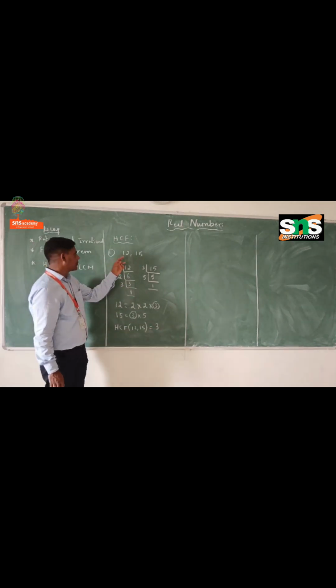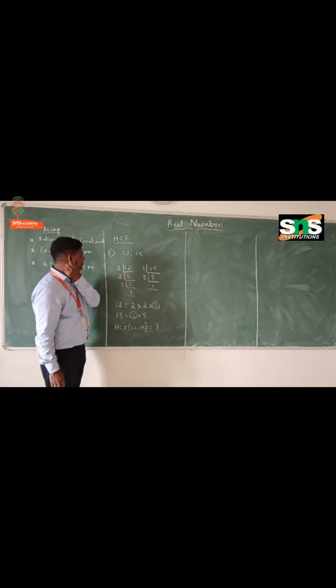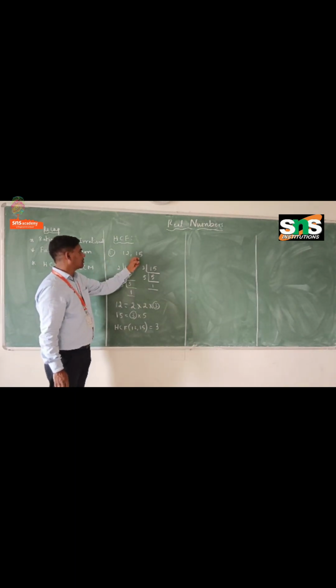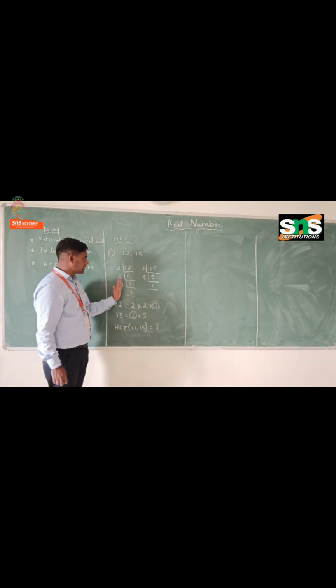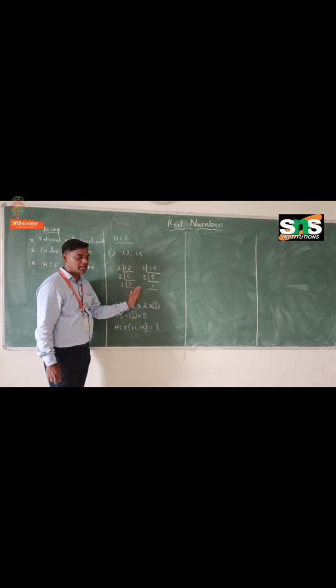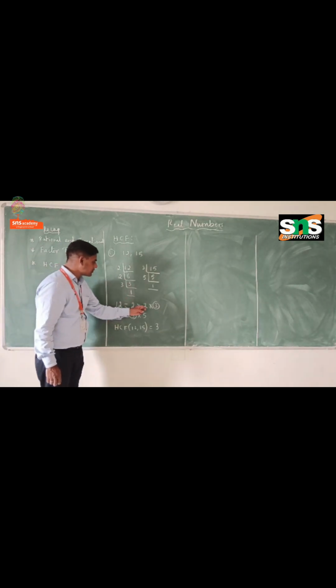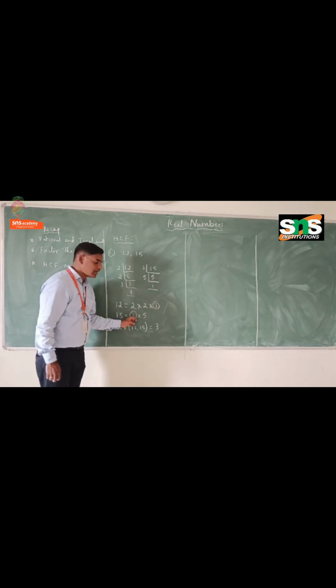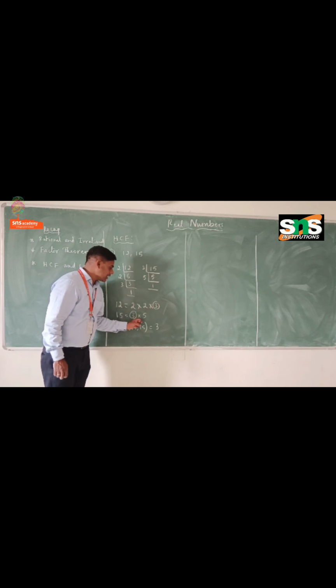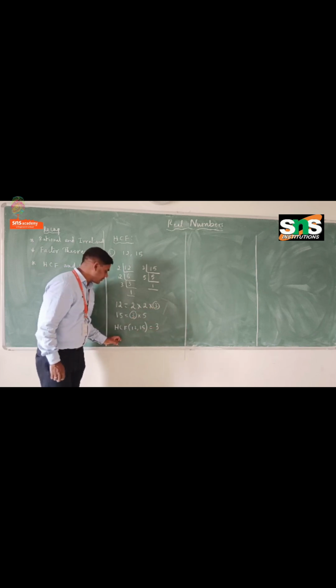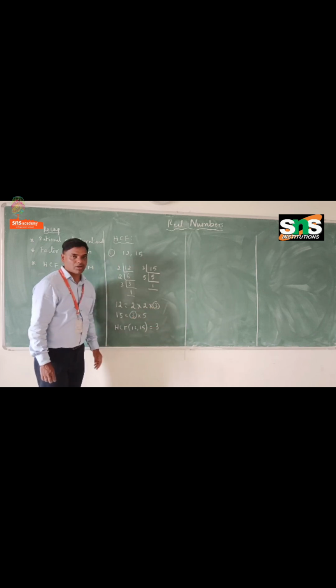Please see that once again. How to find the HCF for a given number? Here the given numbers are 12 comma 15. For 12 and 15, you take the prime factors separately. After finding the factors, you see which factor is common to both. Here 3 and 3 are the common factors, and for this common factor we choose one. So the HCF of 12 and 15 is equal to 3.